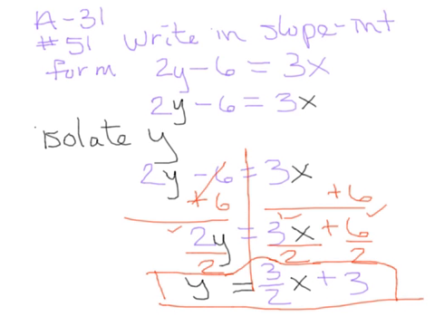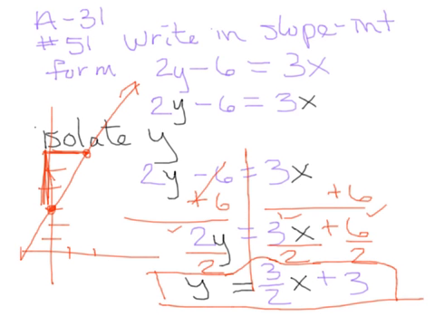So if I wanted to draw a really quick graph of this, which I know you want to do, I'll do it. 1, 2, 3, there's my y-intercept, and my slope is 3 over 2, so I go up 3 right there, over 2, there we go, and there is my beautiful line.